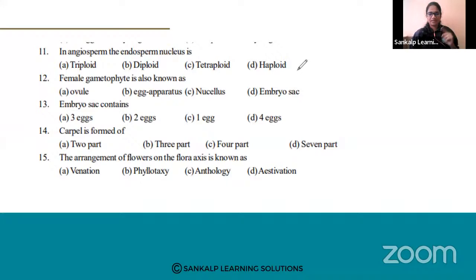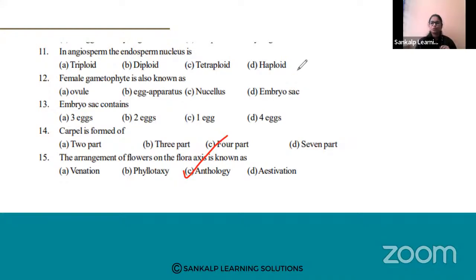Venation is related to veins. Phyllotaxy is leaf arrangement. So anthology is the study of flowers and the arrangement of flowers on the floral axis. So option C is the right answer. Anthology is the right answer. Most of you answered it. So okay, I will explain the 13th answer, I haven't said it yet, one minute.